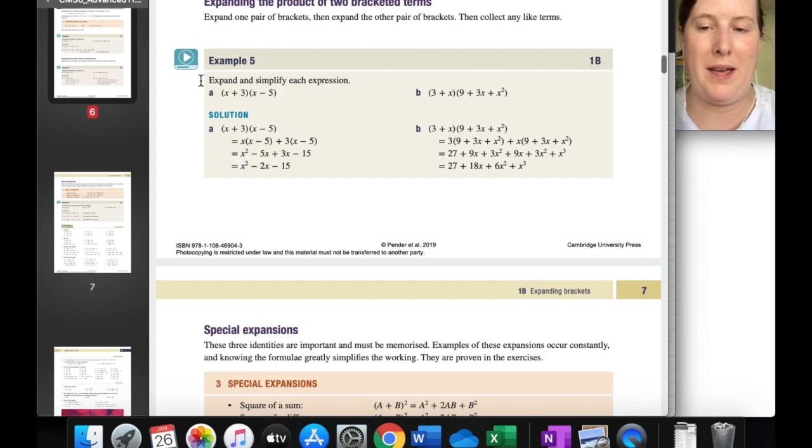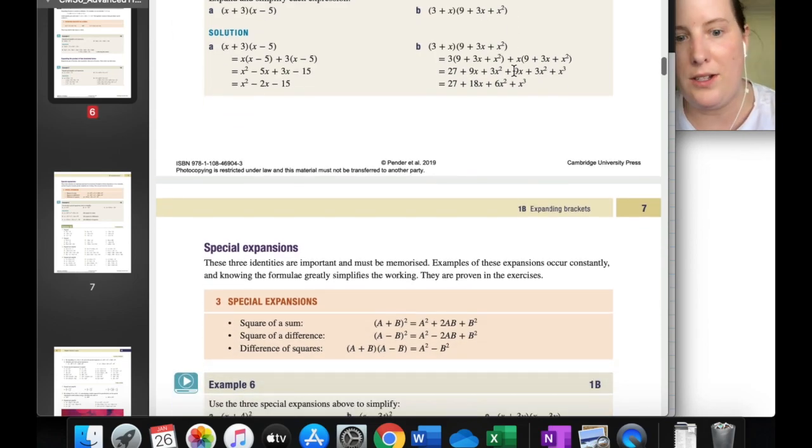You know how to expand things like this. It's the first times the first, first times the second, second times the first, second times the second. Deal with negatives as you need to. Don't get confused by this second line. Same with this one. I would multiply everything by the first and then multiply everything by the second. Deal with negatives as you need to.